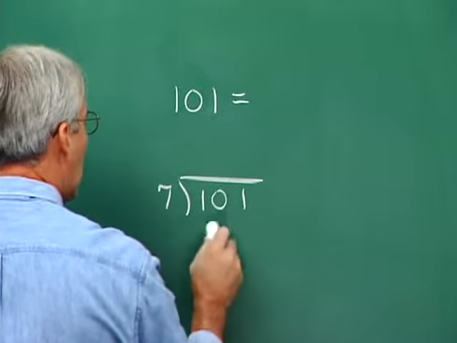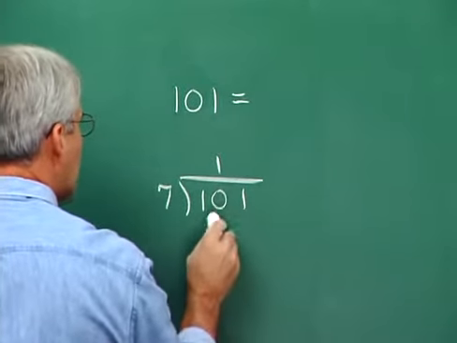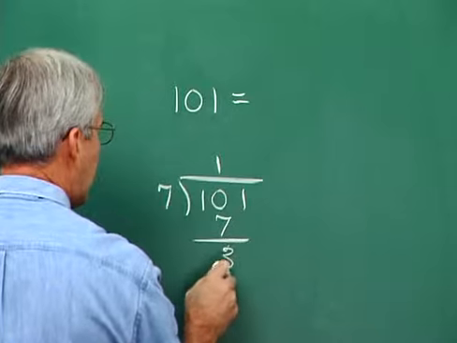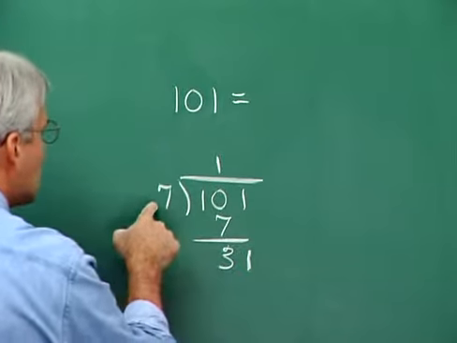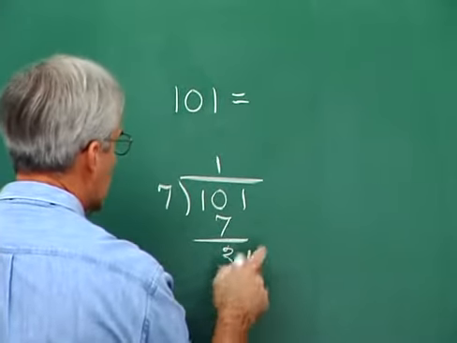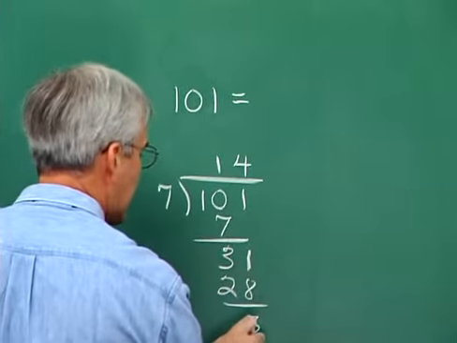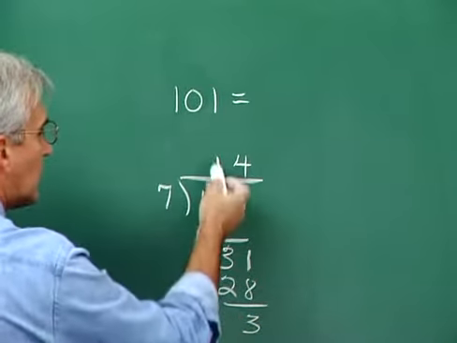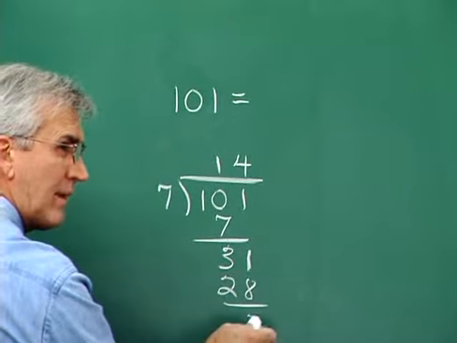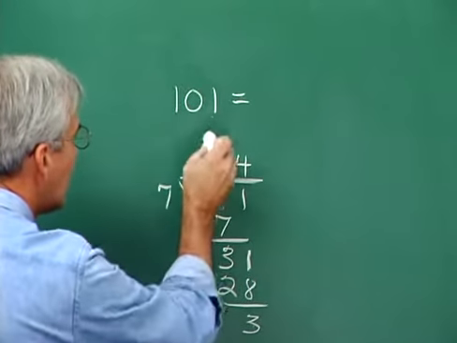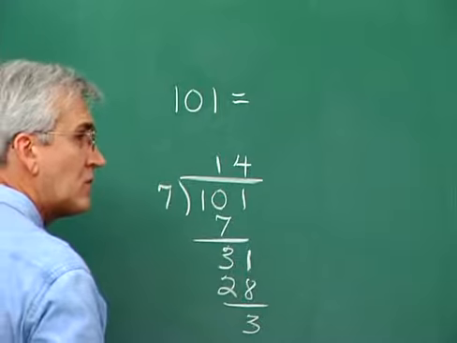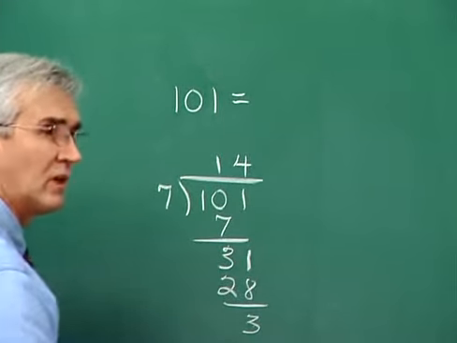7 into 101. 7 into 10 goes 1. 1 times 7 is 7. Subtract, I get 3. Bring down the 1. 7 into 31 goes 4. 4 times 7, 28. And I subtract and get 3. So it doesn't go a whole number of times. I get a remainder, you see, and so 7 doesn't go into that. I can't split it up using 7. Next prime number is 11.